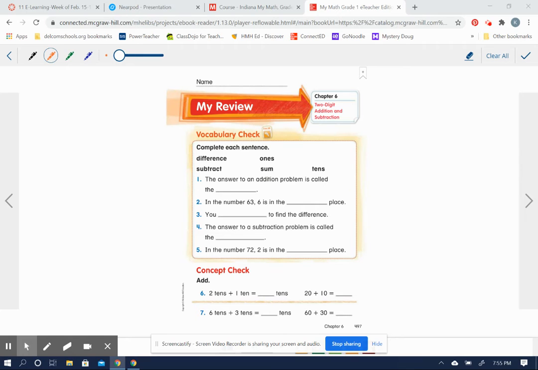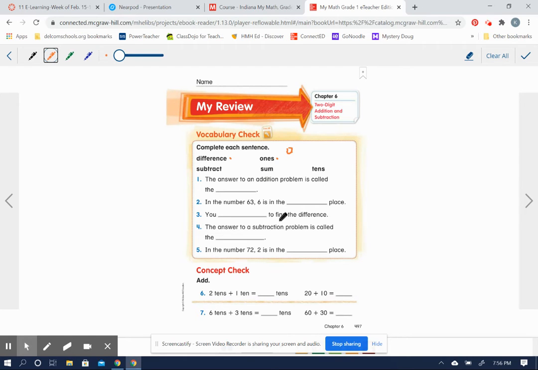All right, we're going to start with the vocabulary words up here. This first vocabulary word right here is difference. If you remember, that word means the answer to a subtraction problem. The ones would describe numbers like 0, 1, 2, 3, 4, 5, 6, 7, 8, 9, where there's only one digit. Ones would also be the little individual cubes.